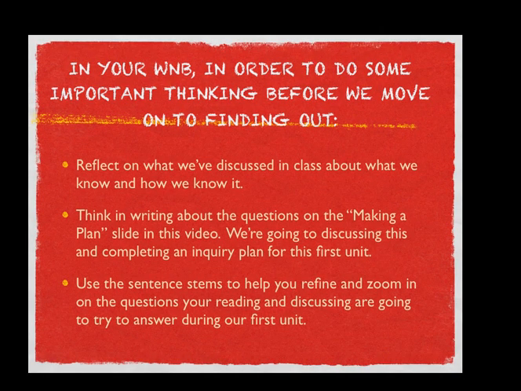So in your writer's notebook, in order to do some important thinking before we move on to stage 2 of inquiry, I would like you to reflect on what we've discussed in class about what we know and how we know it. I want you to think in writing about the questions on the making a plan slide that we just looked at. We're going to be discussing this information and completing an inquiry plan. So if you come to class without having watched the video, you are going to have some major gaps. And finally, use the sentence stems to help you refine and zoom in on the questions you're reading and discussing that you are going to try and answer during this first unit.